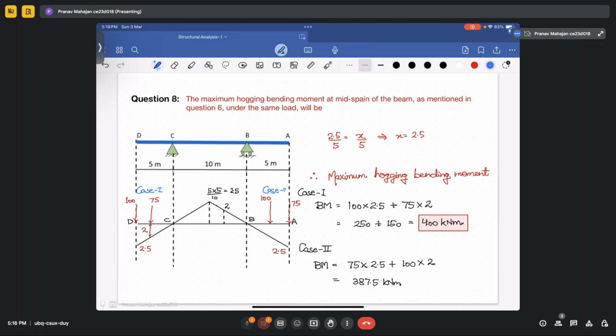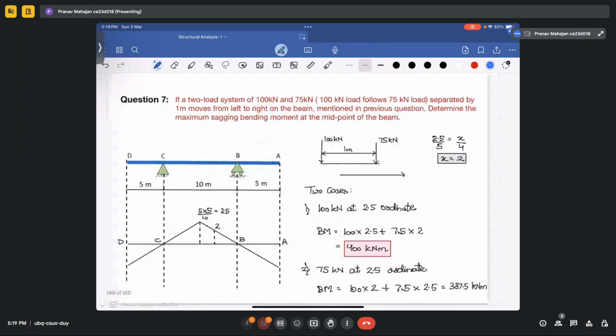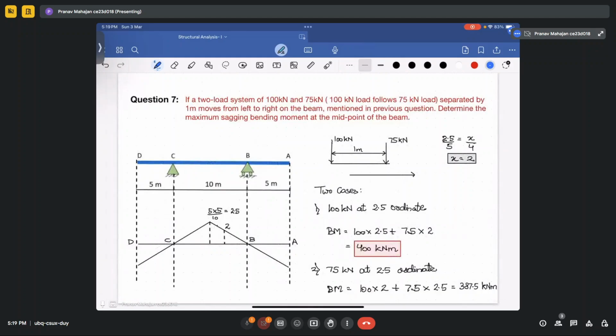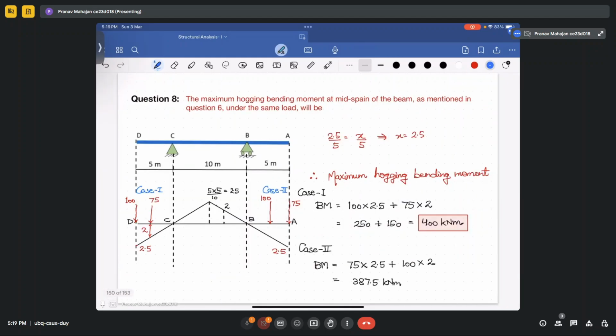So this is your case two. Your maximum hogging moment will come when the 100 kilonewton load is at point D and both loads of the system are in between D and C. Whereas your maximum sagging moment will come when the 100 kilonewton load is at the point where maximum bending moment is observed, and the other load, 75 kilonewton, is just 1 meter ahead of that point. The total maximum value of the sagging bending moment is also 400 kilonewton meter.